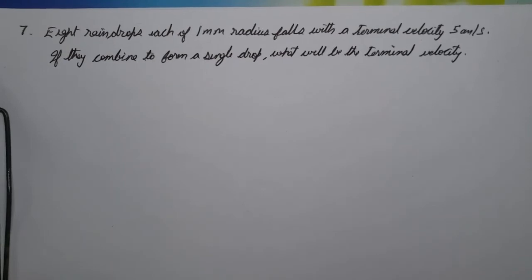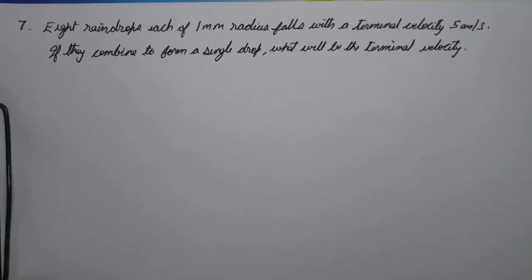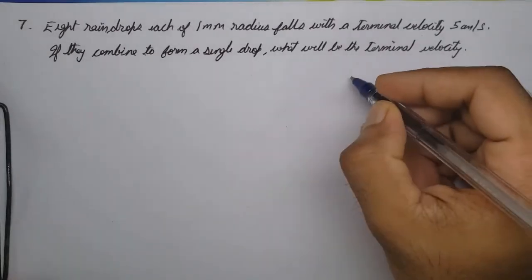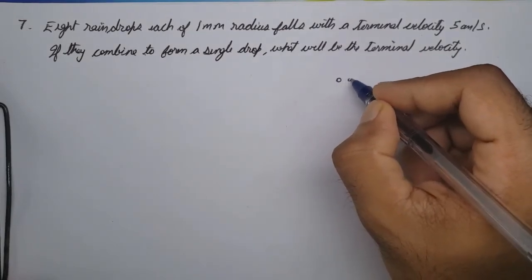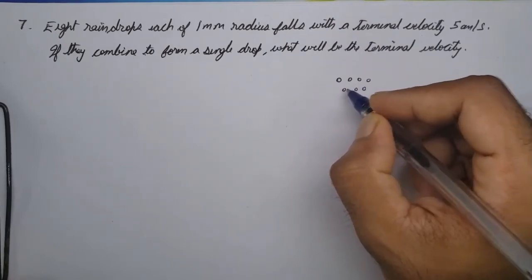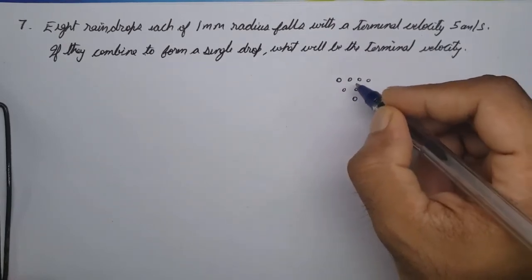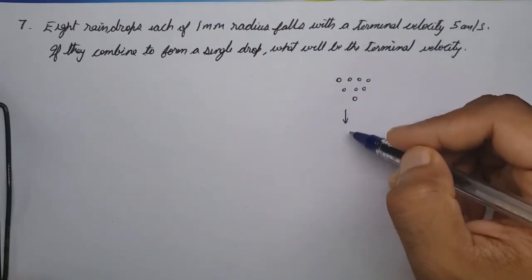Question number 7. 8 raindrops each of 1 millimeter radius fall with a terminal velocity of 5 cm per second. If they combine to form a single drop, what will be the terminal velocity? That is, there were 8 small raindrops falling to the ground.